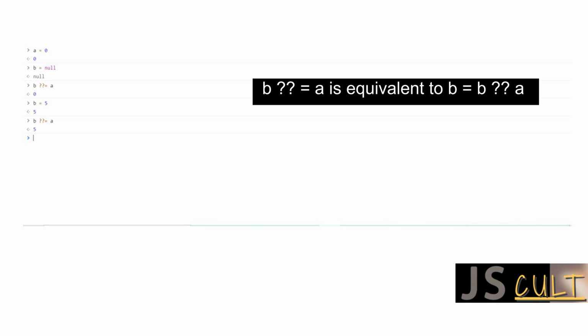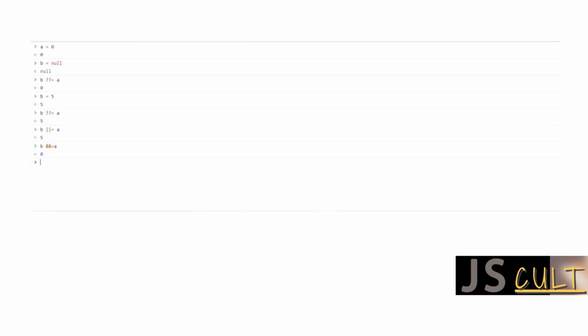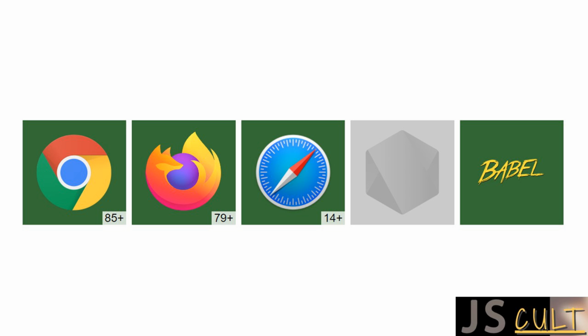Similarly, once B becomes 5, nullish coalescing will evaluate the left hand side of it, obviously because it is no more null or undefined. Same way, other logical operators like AND, OR, they also can be assigned. Other than Node.js, logical assignment is mostly supported in all the major platforms.